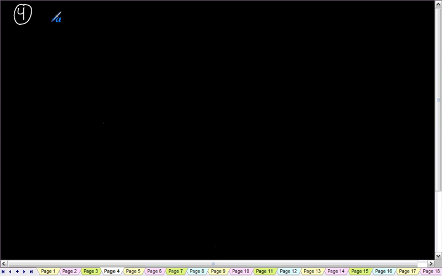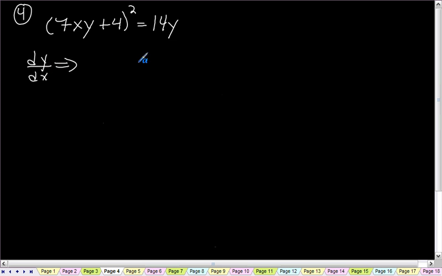Number 4, we have parentheses 7xy plus 4. Again, we have x and y, so our derivative is going to be a little complicated. This is a big monster to start off with.